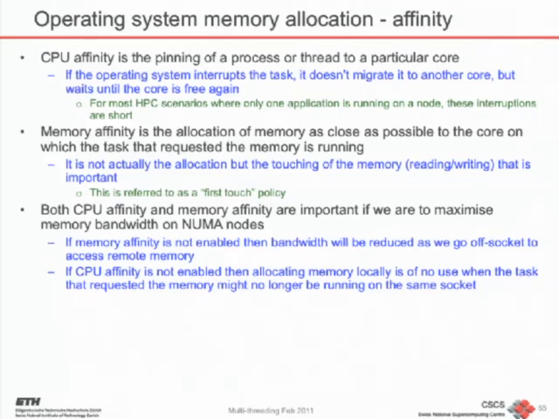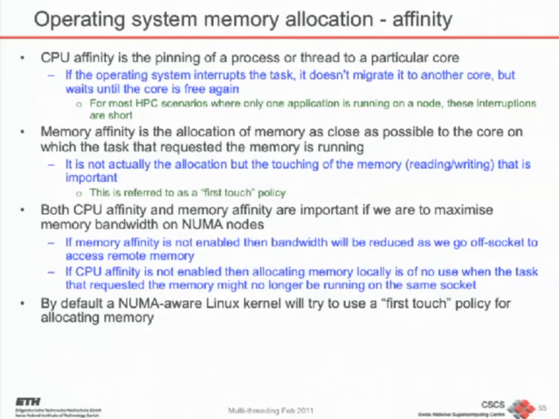Both CPU and memory affinity are important if we want to maximize our bandwidth. It's no good having memory affinity with no CPU affinity, because all you'll do is allocate memory locally and then you'll move somewhere else and it's no longer local. Okay? So both of them at the same time. And if you don't get memory affinity correct, then your bandwidth will be reduced as you go off socket onto that remote memory. So by default, a NUMA-aware Linux kernel will try to use a first touch policy when allocating memory, but you may want to enforce it.